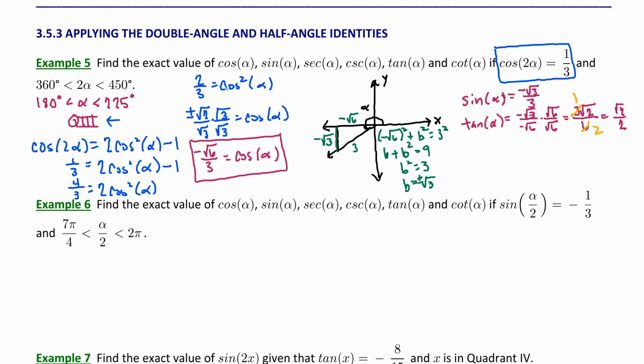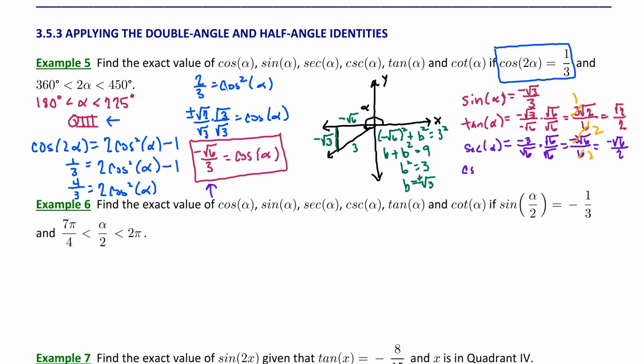Once we have those three trig functions, we can find our reciprocal functions. So let's work on secant of alpha. Secant, remember, is the reciprocal of cosine. So I'm going to flip the ratio for cosine over: -3 divided by square root of 6. You can put the negative in the top or the bottom. I just translated it to the top there. We'd end up with -3 square root of 6 over 6. And that reduces by 3 to give us negative square root of 6 over 2.